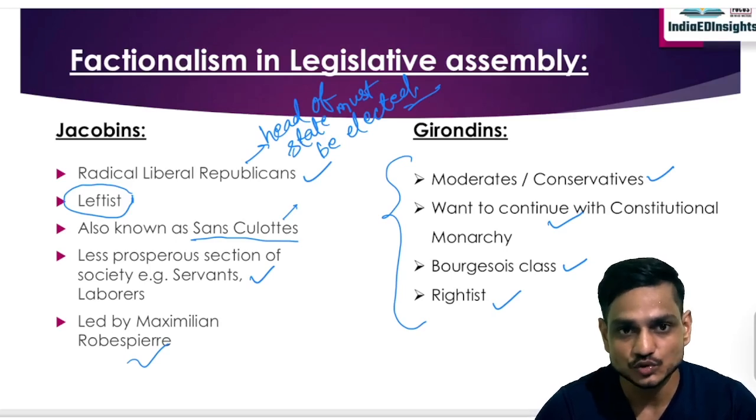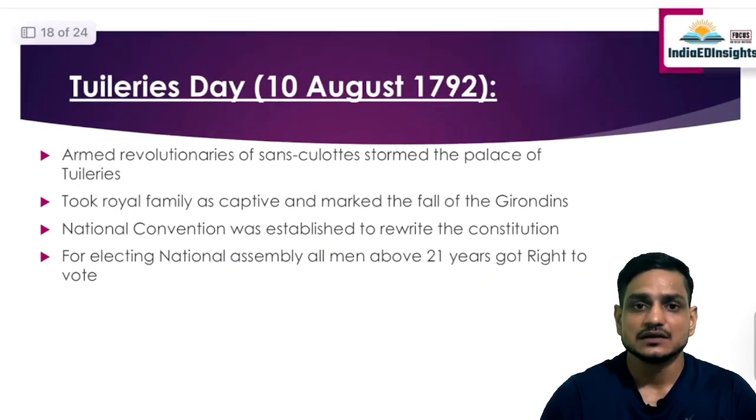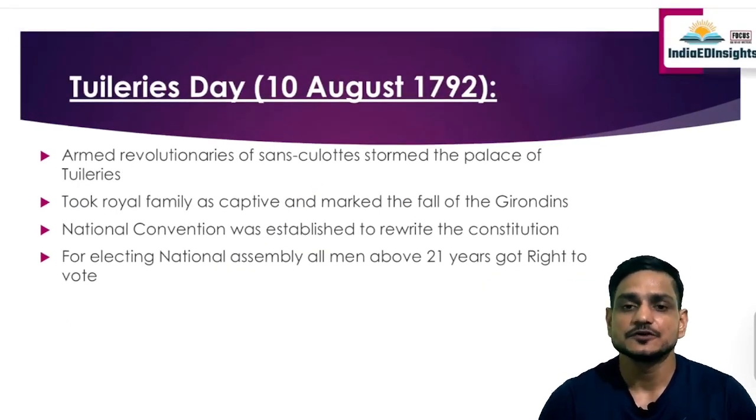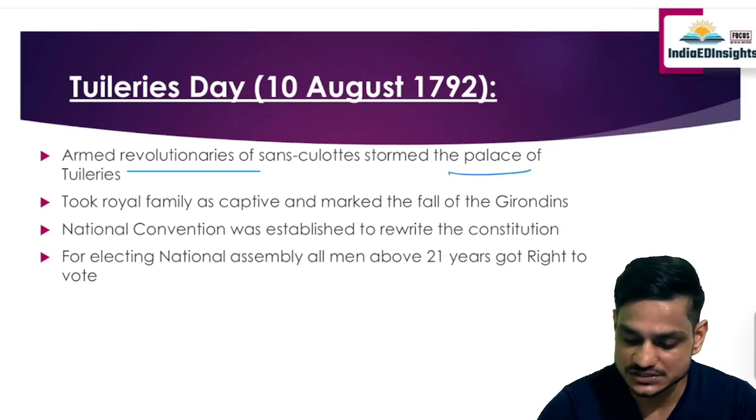So these are the two groups. The legislative assembly was divided into two groups. The first was the Jacobins, the second was the Girondins. Clear? Next, what happened? Because the Jacobin club was revolutionary, they were liberals, they were radicals, they launched an armed revolution against the Girondins.